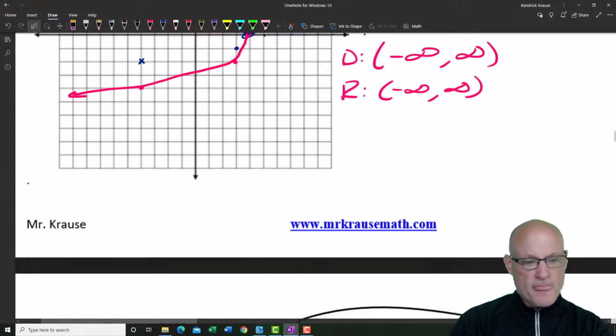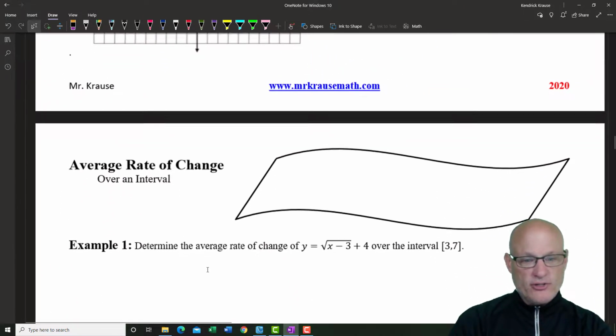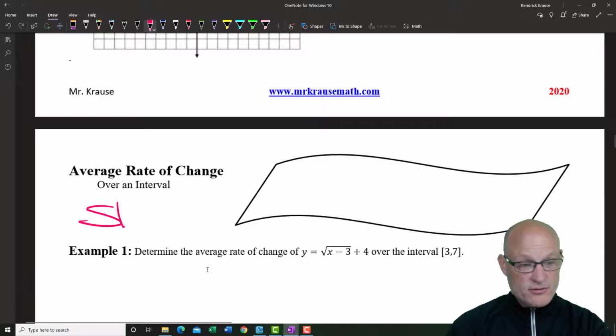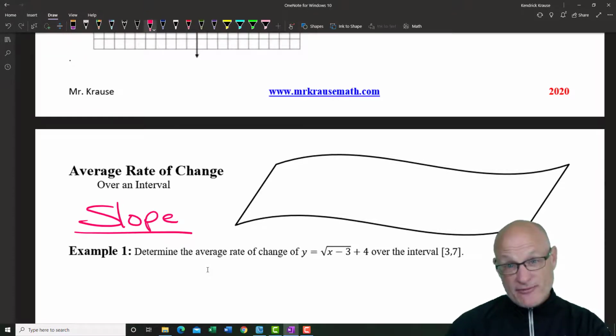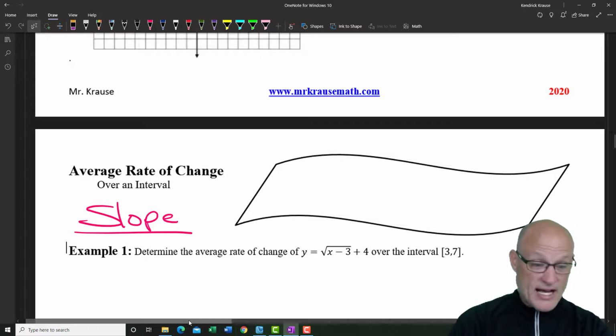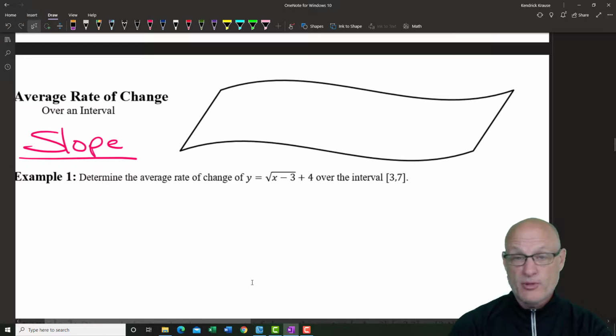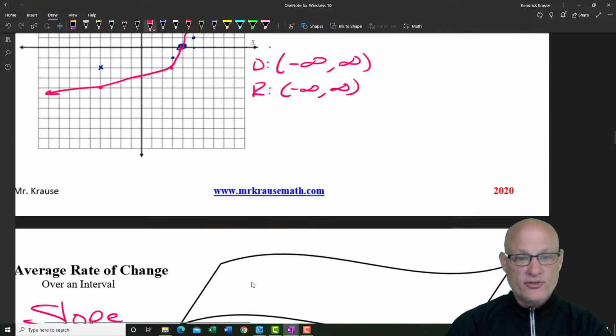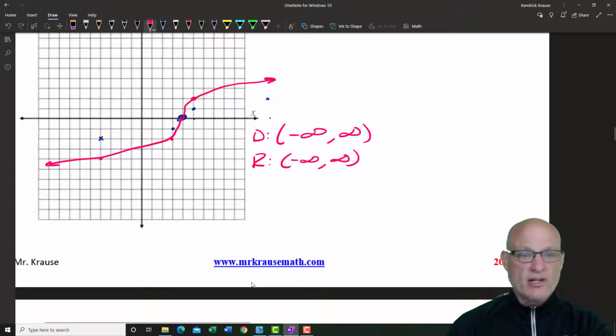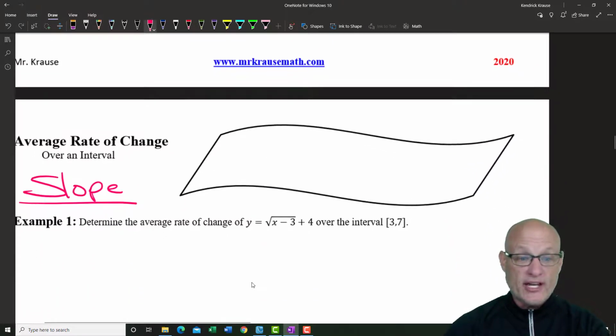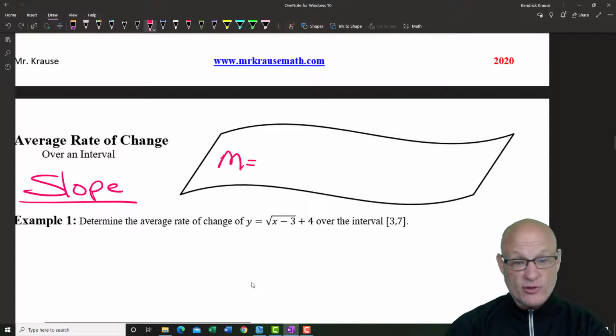We're almost done. Average rate of change over an interval. That's just slope. So it's going to be a little bit different. Now for lines and for absolute values, the linear unit we just finished, it was just the slope. That's not going to be the same because how do I take the slope of a line that's a curve? That doesn't make any sense. But we're going to use the same slope formula, and you'll see how this works in a second.